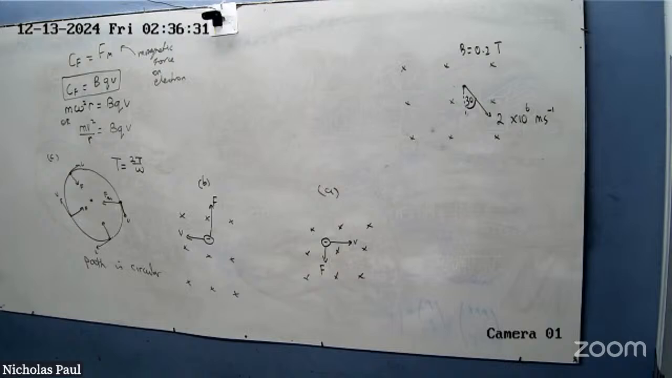The path of an electron in a uniform magnetic field. Just one question and we finish, right?